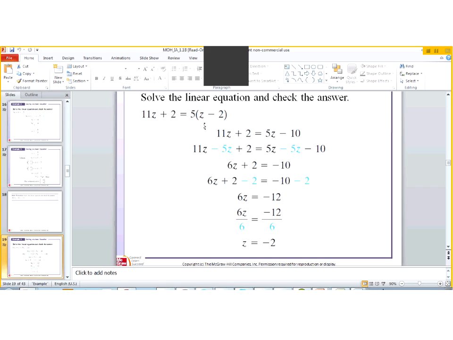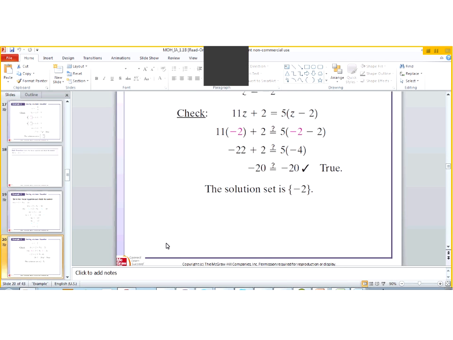Now this would be the one that requires a little work here. What would be the first step here, anyone, to solve for this? Distribute the 5 to the z and the -2. Very good. So you distribute the 5, you get 5z minus 10, and then you combine like terms, and then you start isolating the variable z by adding 2 to both sides of the equation and dividing both sides by 6, and that's how you get z is equal to -2. Okay, everybody okay with that?